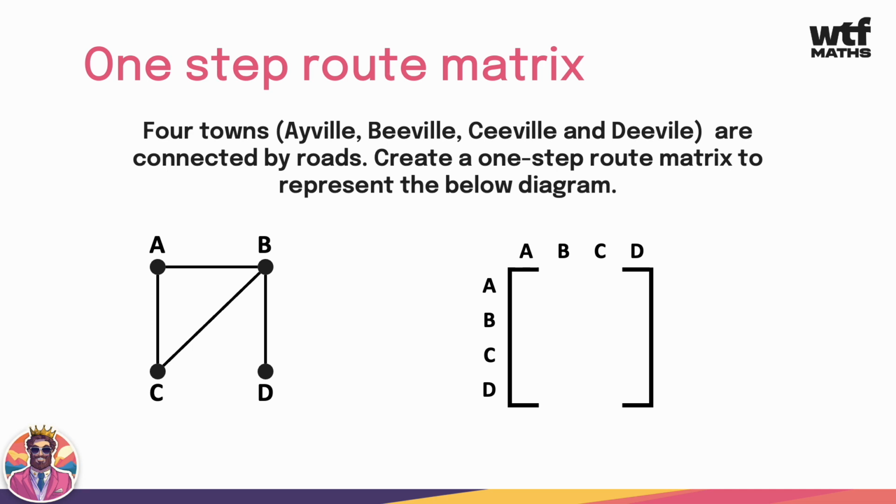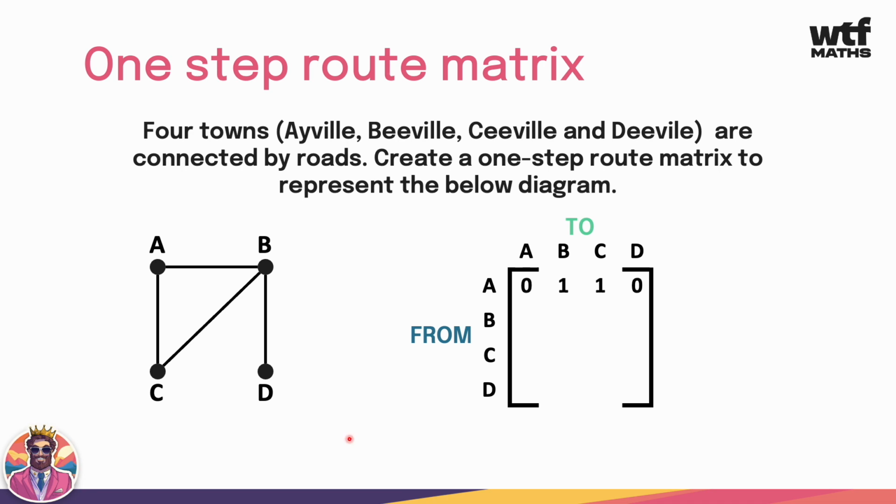So we've got A, B, C, and D, which matches A, B, C, and D in the diagram. Now, on the left, we're always going to say this is from, and at the top, we're always going to say this is to. This will make a little more sense in a minute, but please remember we always follow this convention with from on the left and to at the top.